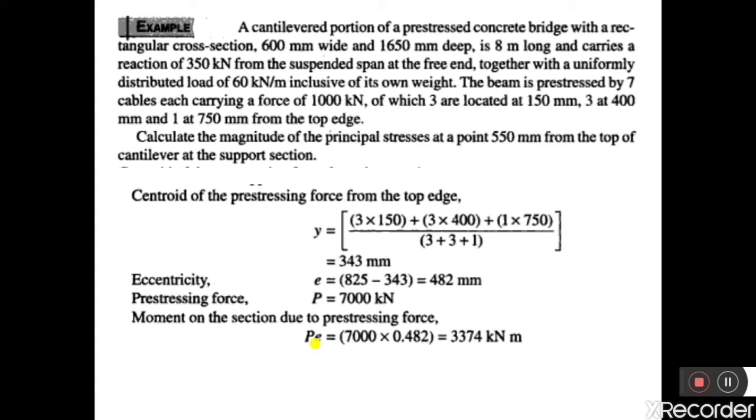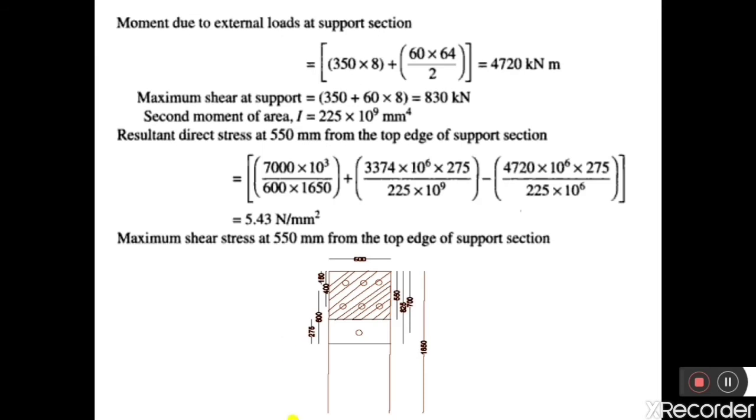In our previous examples, we were calculating principal stresses along the centroidal axis. Along this centroidal axis, we were calculating the principal stresses in our previous examples. But in this present example, we need to calculate the principal stresses along this plane. So when it is away from the CG of a section, we need to calculate the moment developed in the member due to prestressing force.